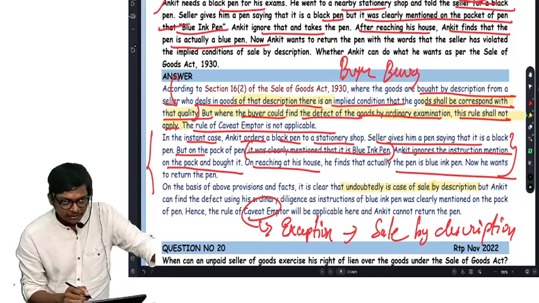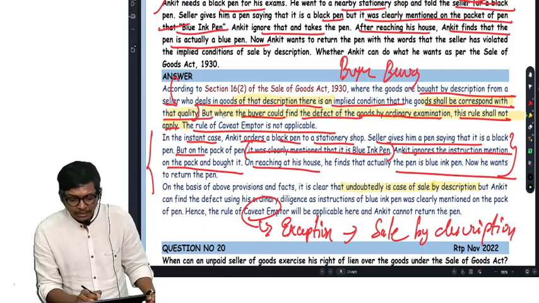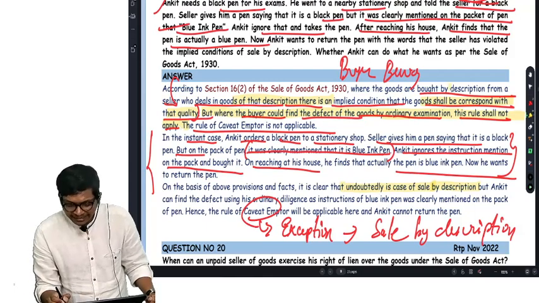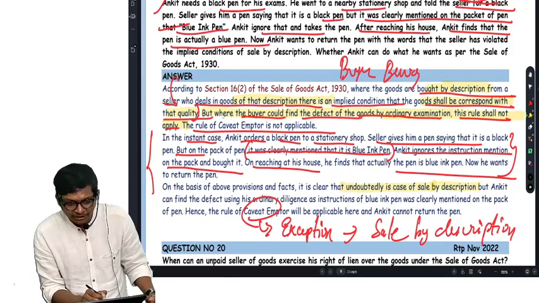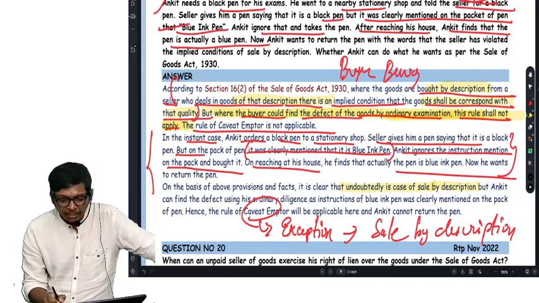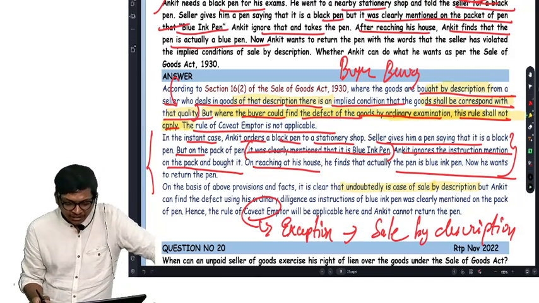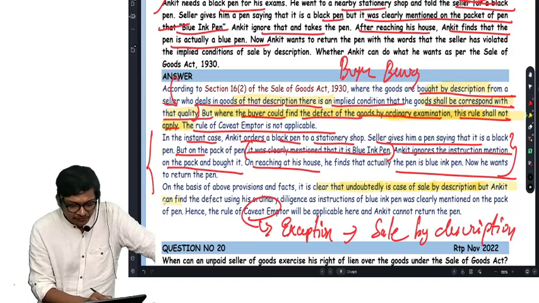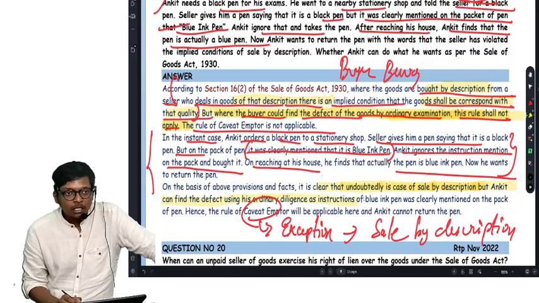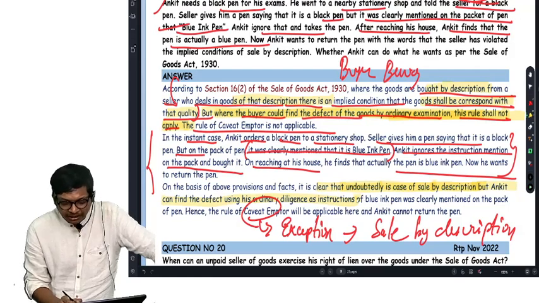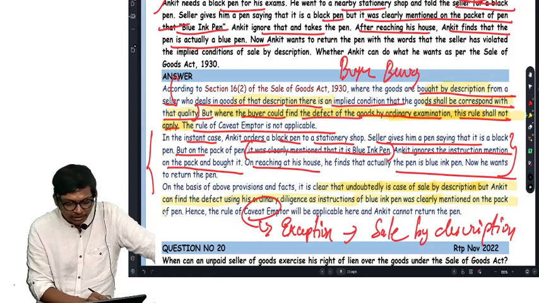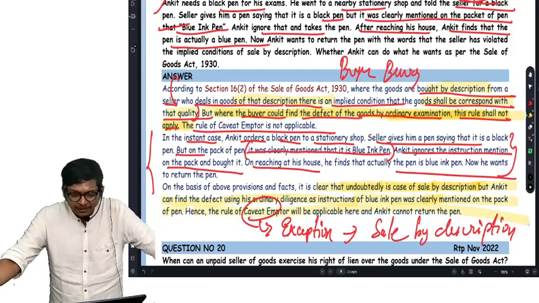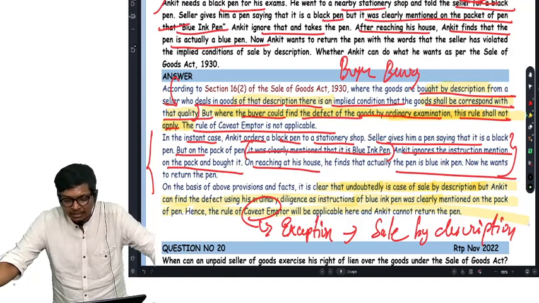No, that's why I will come to this. So he is saying, there is another exception in sale by description: the rule is not applicable if the defect can be found out by ordinary examination. It is clear that this is a sale by description, but Ankit can find the defect using ordinary diligence, as the instruction of blue pen was clearly mentioned on the pack of pen. Hence, caveat emptor will be applicable and Ankit cannot return the pen.